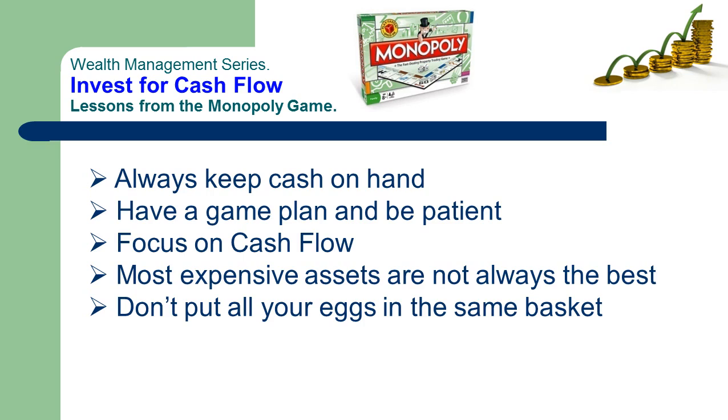So with all these lessons that we learned from the Monopoly game, the first few points primarily focused on the cash flow part. Keep your cash in hand because that's what will really help you buy at the right time. Have a game plan, be patient, keep collecting rents, focus on the cash flow, and it's not necessary to buy the most expensive assets. You've got to look at the cash flow and the cost of maintaining that particular asset. And of course diversification, which we already studied earlier. So that is the key importance of cash flow.